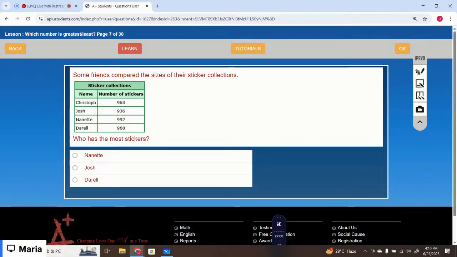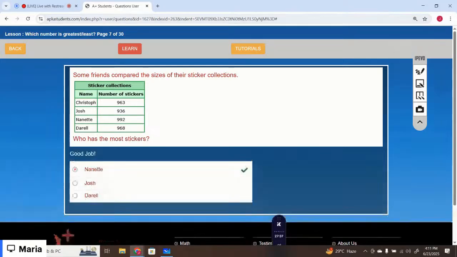Some friends compare the sizes of their sticker collections. Who had the most stickers? So which is the correct option? The most stickers, among 963, 936, 992, and 963. That is 992, and it is option number one that is the correct option.